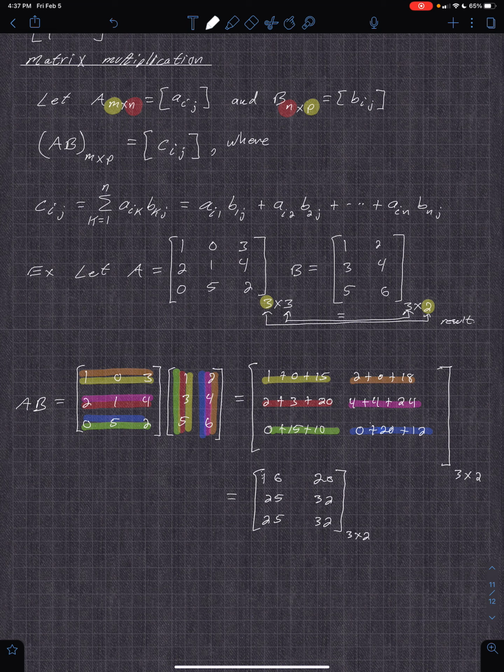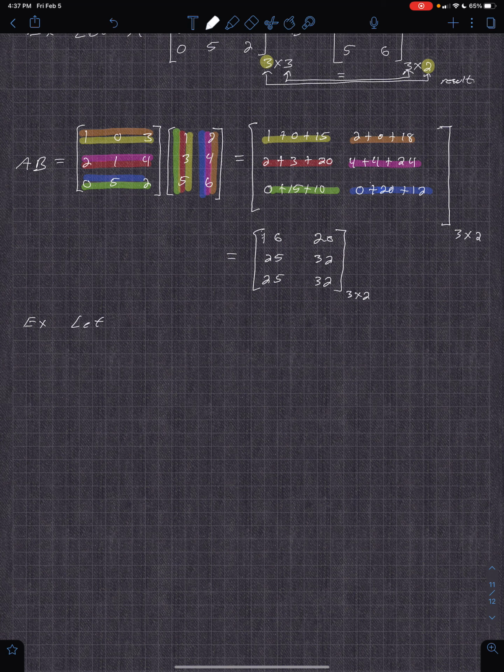All right, let's see. Okay, next is a couple examples, some simple cases to show you some ideas here. Next example, let A equal 1, 2, negative 1, 3.